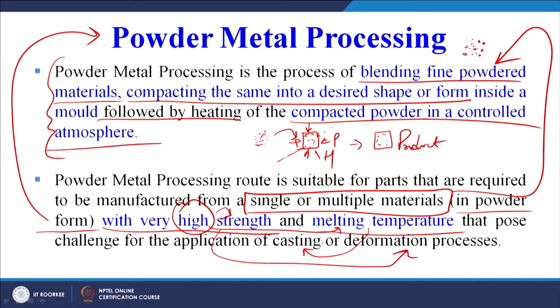So, the materials which are difficult to process by casting or by deformation processes, or sometimes these materials may be extremely hard, so they are difficult to machine also. So, the materials which are difficult to machine, difficult to melt because of high melting temperature, and difficult to deform because of very high strength, we can give them a shape in the powdered form. So, first we need to produce the powders of these materials, and then these powders can be blended together depending upon the functional requirement of the product.